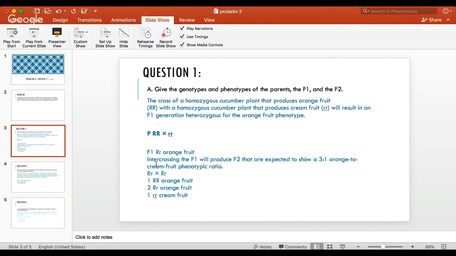And if you cross that, you would get an F1, which is a big R and a little r for orange fruit. And then if you did F1 with F1, you'd get 1 with 2 big R, so they would be just dominant for orange. You get 2 big R and little r, which would also be orange fruit, and then 1 cream, because it's 2 little r's. So that's how you do that part.